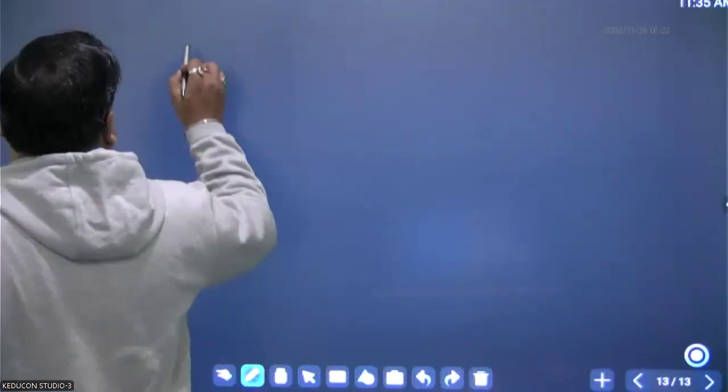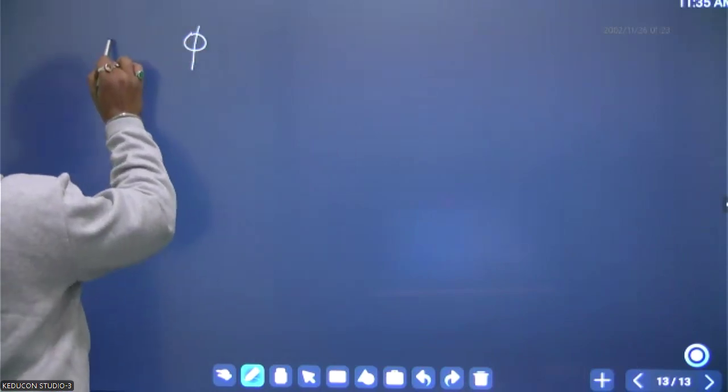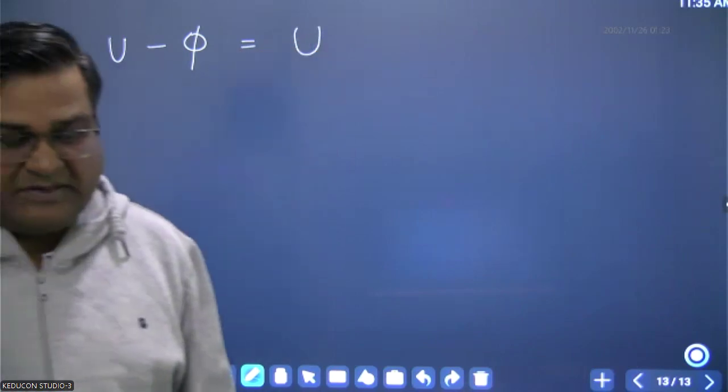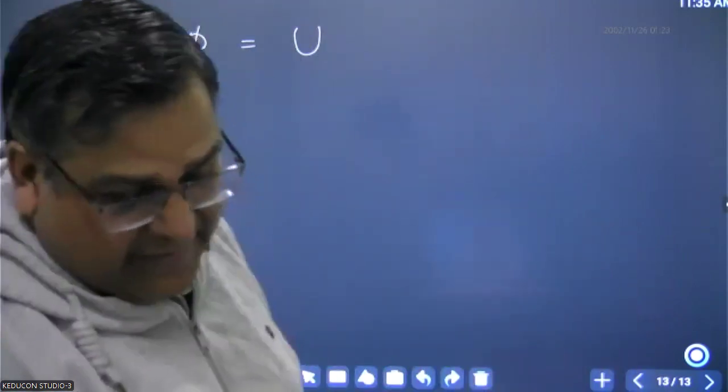Next question. The set phi dash is. Yes, type the answer, students. What will be phi dash? Think over it. Children, look: what is phi? Null set. It means universal set minus null set. It will be universal only, right? So the answer will be B option. Phi dash is universal set.